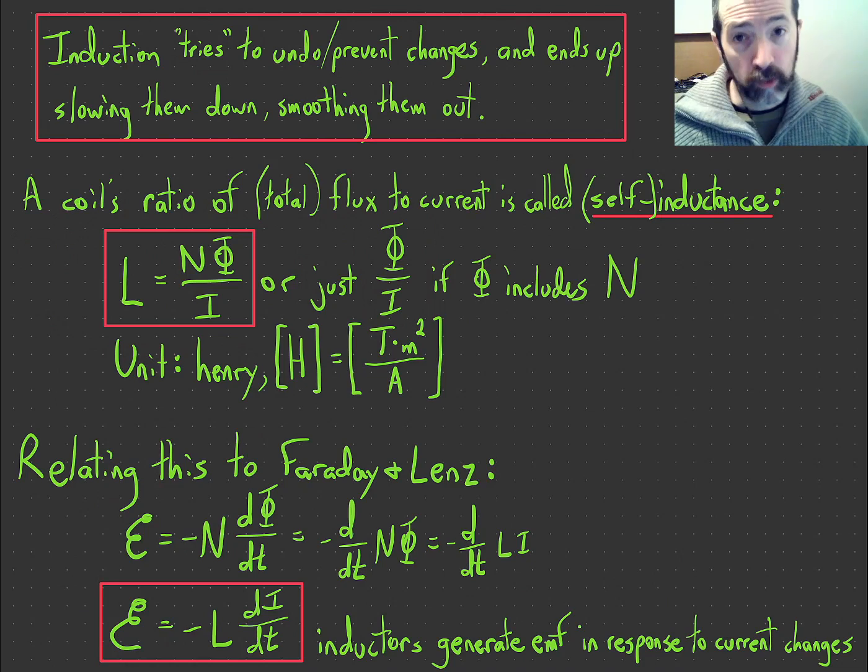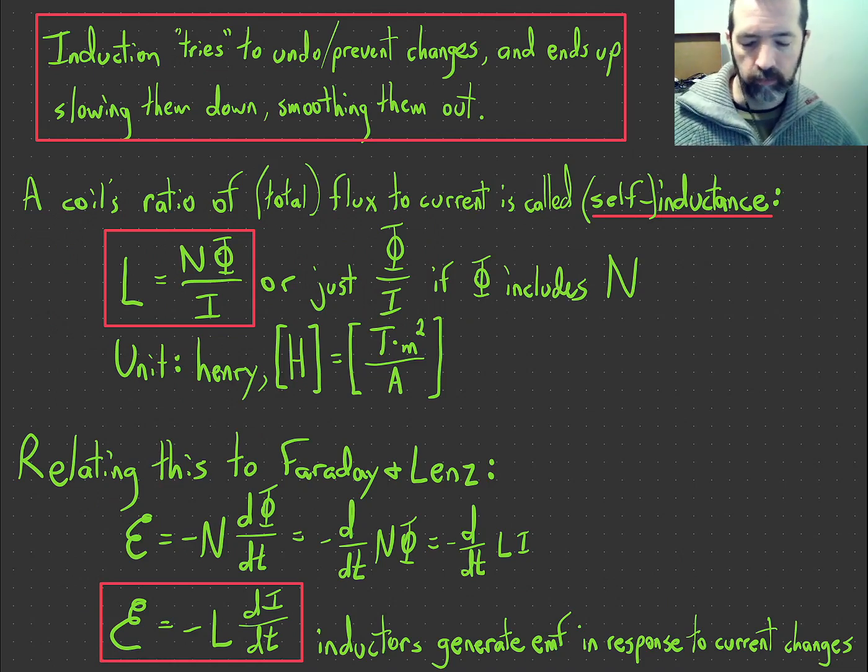The unit for this quantity has its own name. It's called the Henry, and the symbol for the Henry is a capital H. And the breakdown for the Henry is written here. The flux units is Tesla times meter squared, and then the current unit is the ampere, so it's Tesla meter squared per ampere. So that's our definition for inductance.